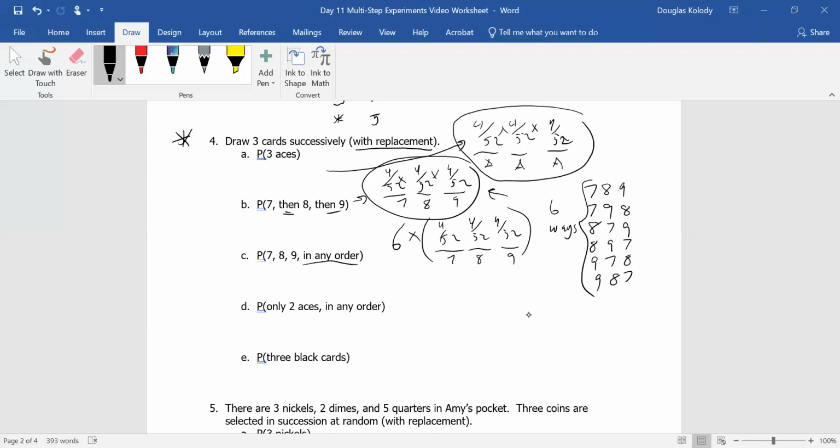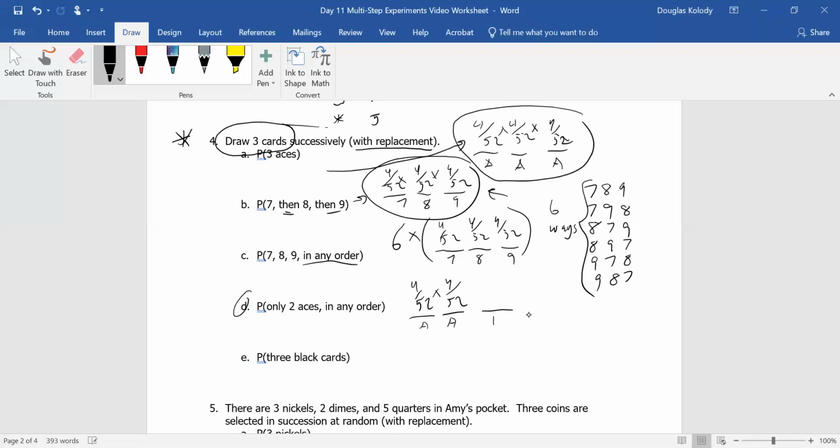Let's move on to letter D. Only 2 aces in any order. One of the biggest mistakes that happens in part D is people draw 2 dashes, they go ace, ace, and they go 4 out of 52 times 4 out of 52, and then they have a coffee and a donut. The problem with this is that we are still drawing 3 cards. That's the issue. So I need a 3rd card.